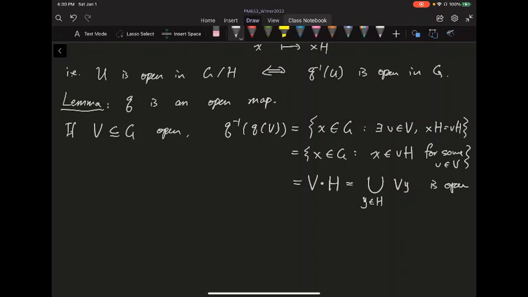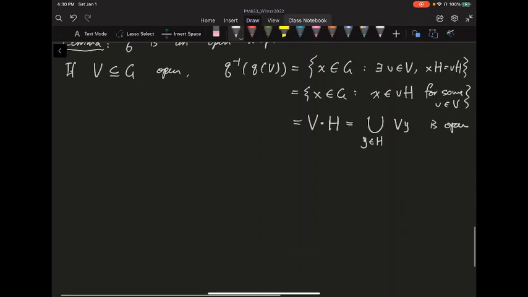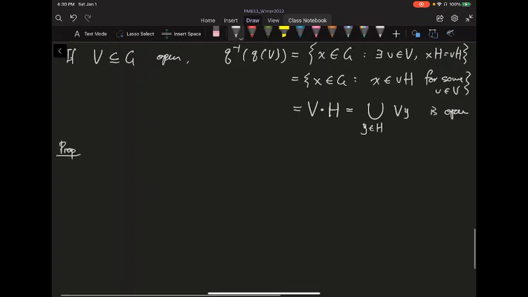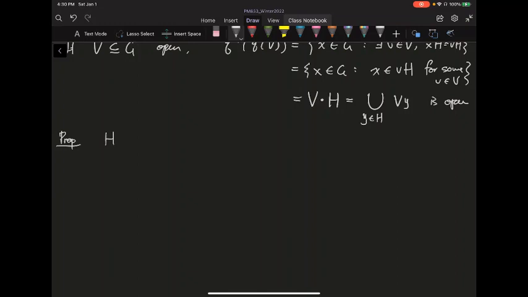Now I want to briefly look at this quotient G mod H and see whether you can make it a topological group. Here is the proposition. H is a subgroup of a topological group G, and then I have the following. First of all, if H is closed, then when you quotient out, you will have something that's Hausdorff. So when you mod out by this closed subgroup, you have something that's Hausdorff.